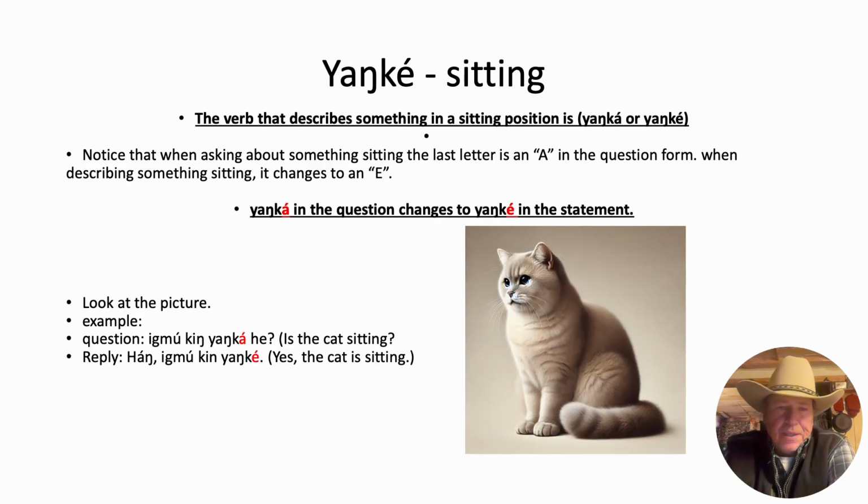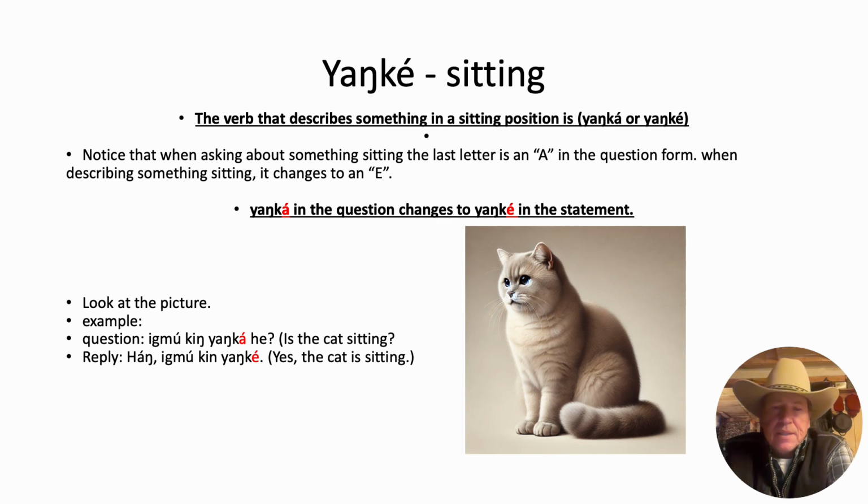Okay, so let's cover these verbs that these animals are going to be doing. And this is not restricted to animals. It could be people too. So yanke is to be in a sitting position. So the verb that describes something in a sitting position is yanka or yanke.